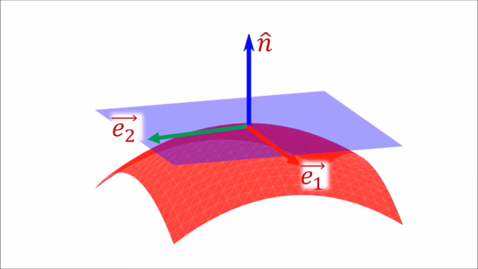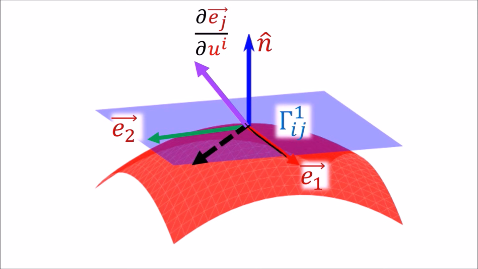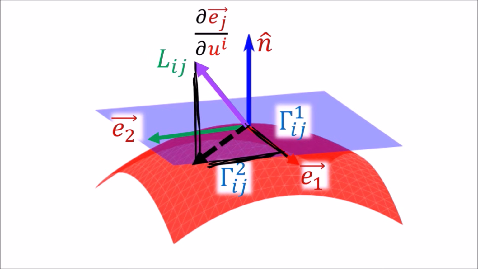So to help visualize what's going on, if this is our 3D basis consisting of two tangent basis vectors and the normal vector to the surface, and this is our derivative vector that we want to expand in a linear combination, the two Christoffel symbols tell us how much of the E1 and E2 basis vectors we need, and the second fundamental form tells us how much of the normal vector we need.